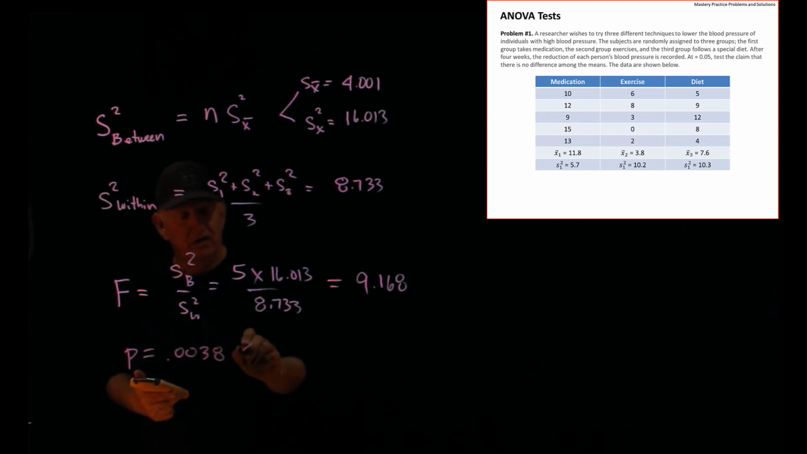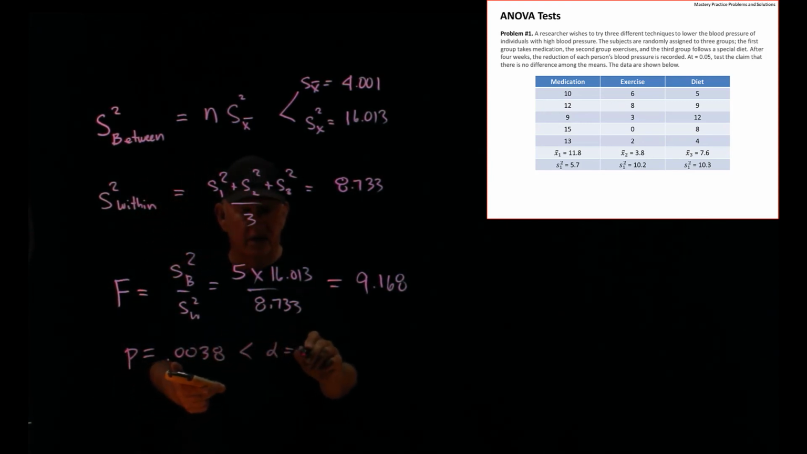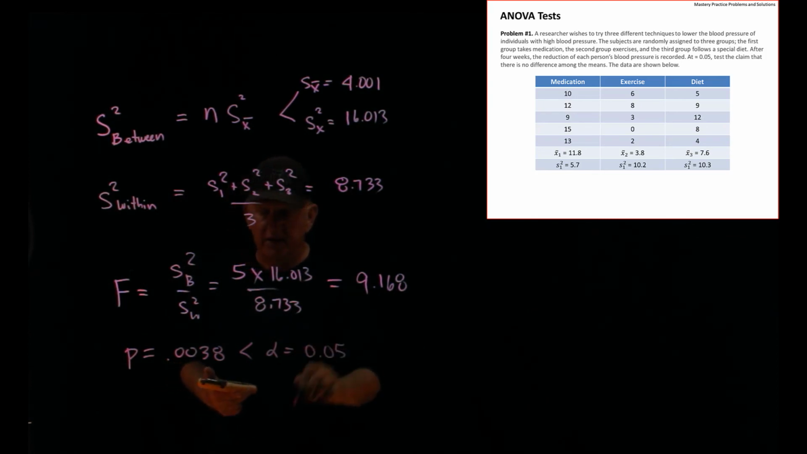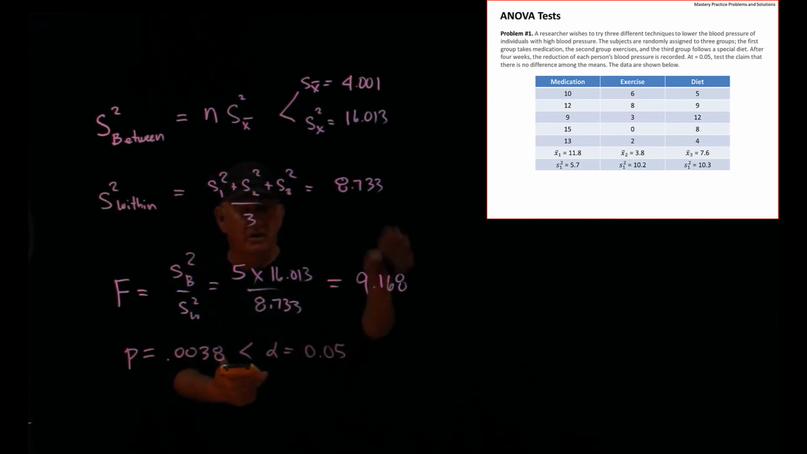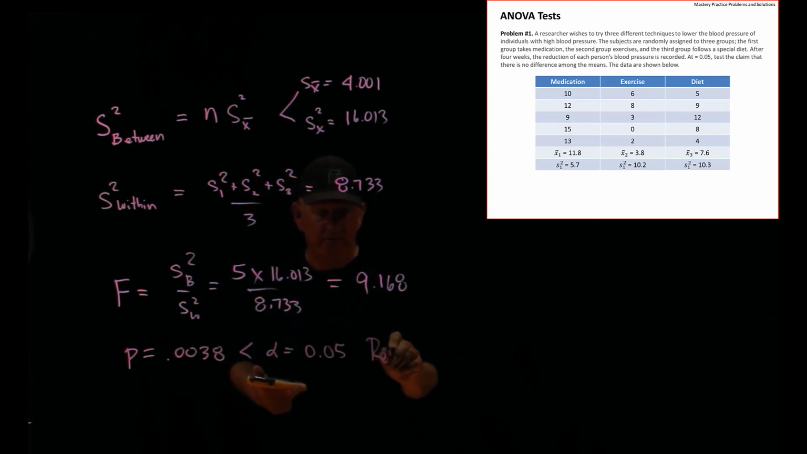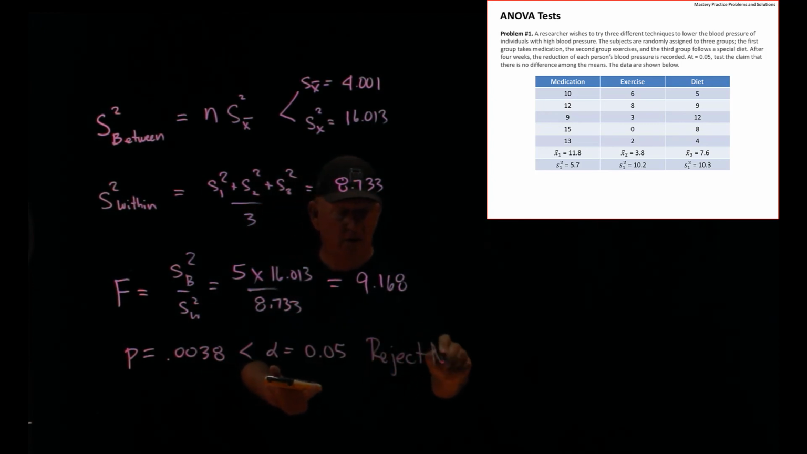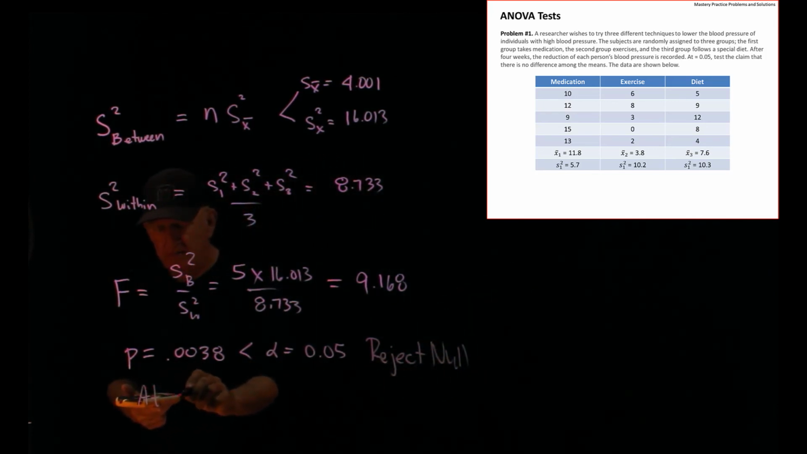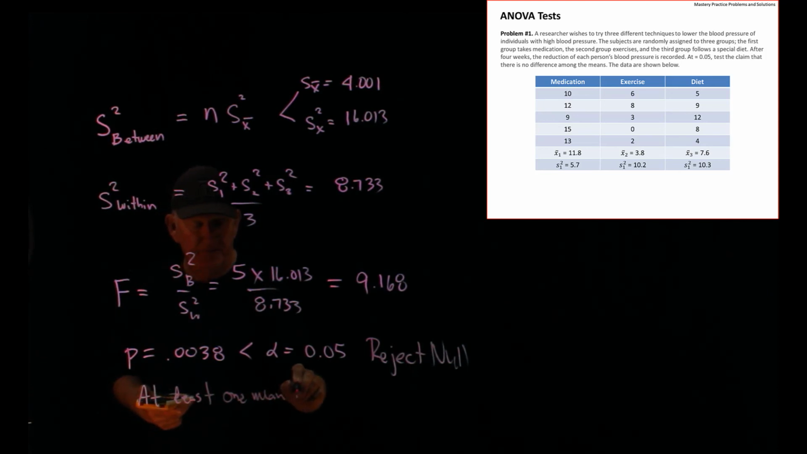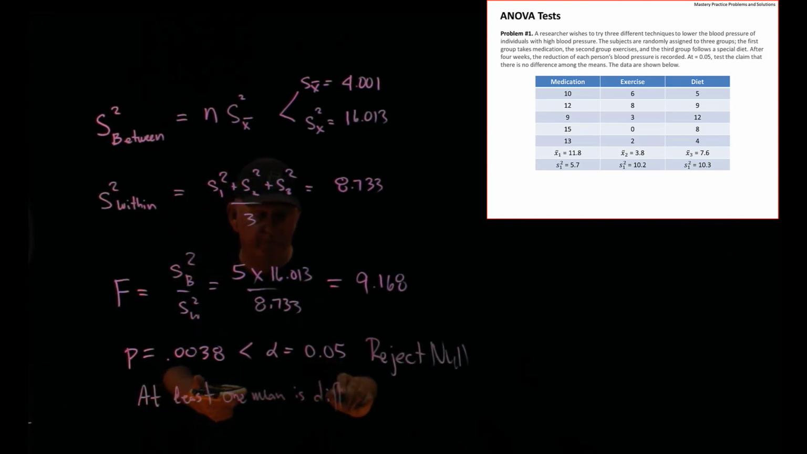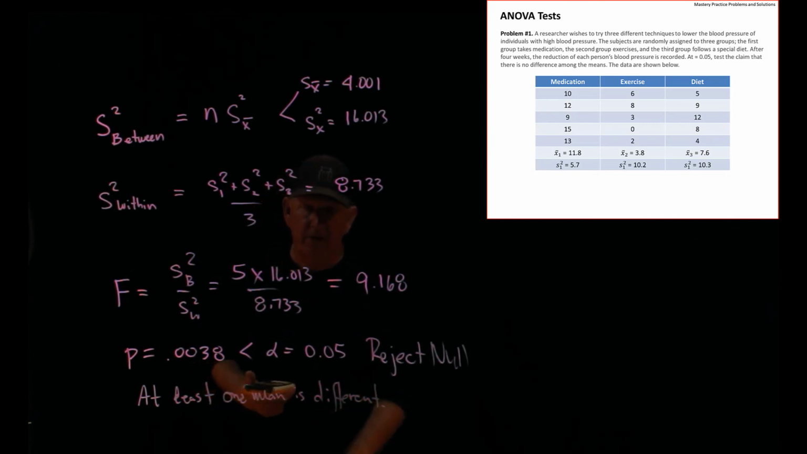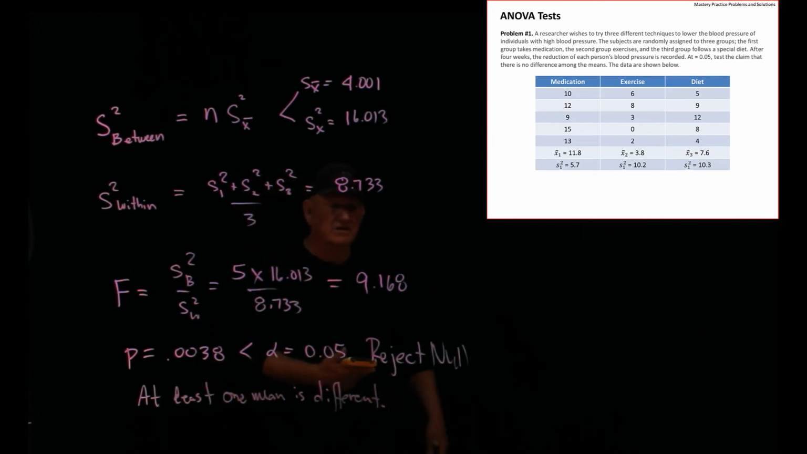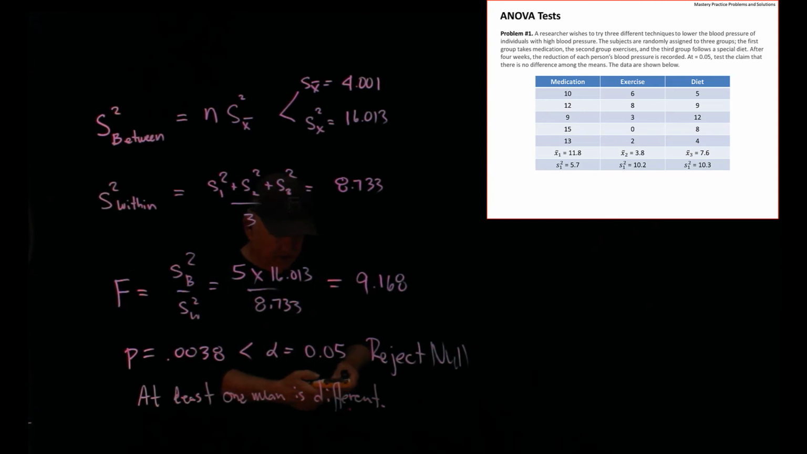0.0038, which you recognize is less than alpha, which is 0.05, and in that case, if the p is small, you've got to reject the null. And rejecting the null is equivalent to saying that at least one mean is different. And that's the problem. Let's come back and finish the other two using the calculator. All right?